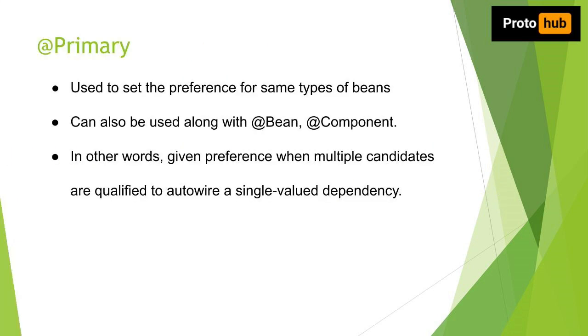Thank you, Chan. Primary annotation is actually used to set preferences for the same type of beans in the application. For example, if there are 3 or 4 beans of same type, then primary annotation will set preference on which bean needs to be auto-wired. It can be used along with @bean, @component, and some other annotations. Well explained Priya. Now, we will look into primary annotation usage in practical.